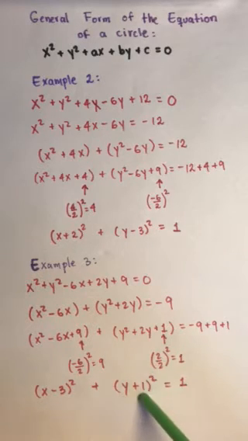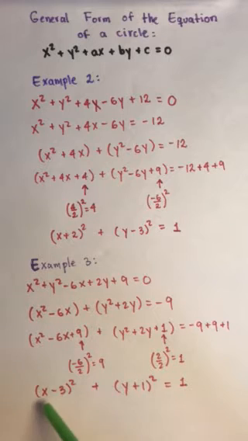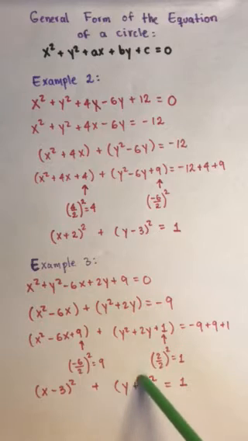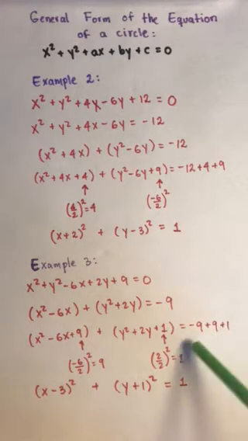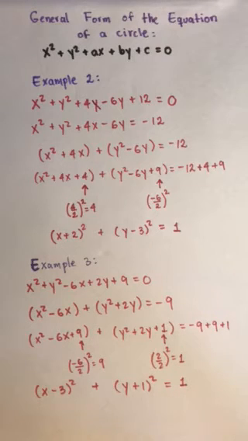2 divided by 2 is 1. So now, if you FOIL this, you get this answer, and if you FOIL this, you get this. Now the 9's cancel, and you get 1. So what do we know? We know that the radius is equal to 1, and the center of the circle is (3, -1). Okay.